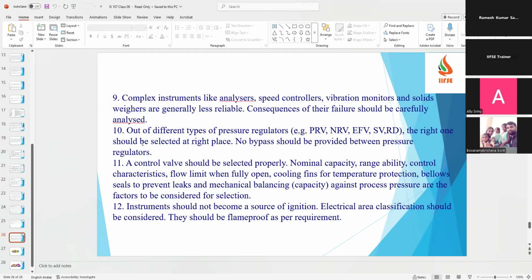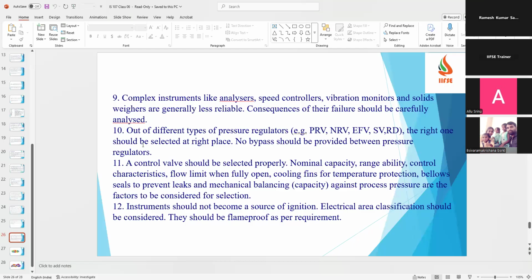Then out of different types of pressure regulators like PRVs, NRVs, EFV, safety valves, or rupture disc. So anybody help me on EFV? I'm not able to recall. Pressure relief valve, non-return valves. SV, I'm assuming safety valve, or RD, I'm sure rupture disc. The right one should be selected at the right place. No bypass should be provided between these pressure regulators. We shouldn't install any bypass between these.